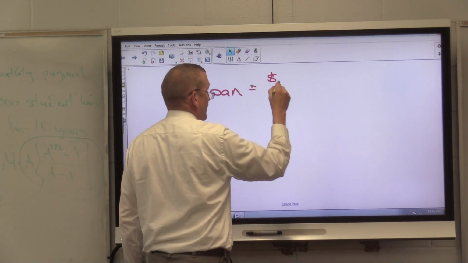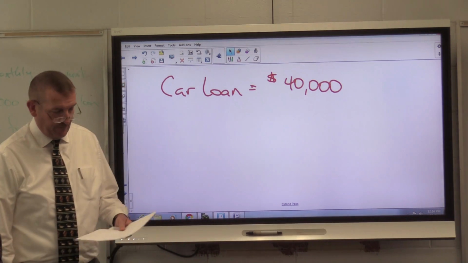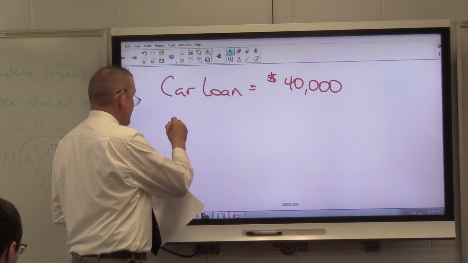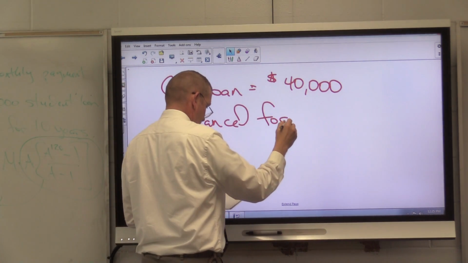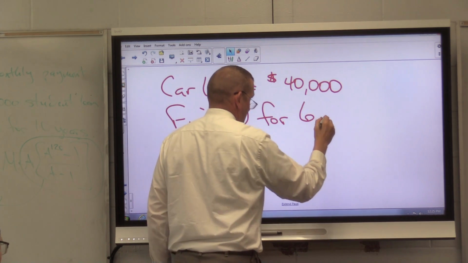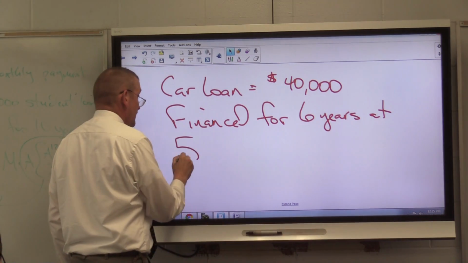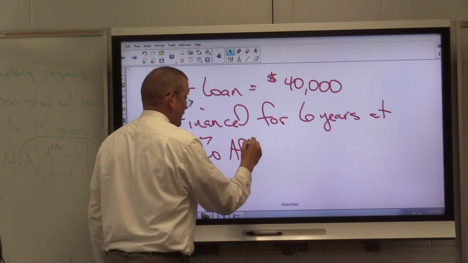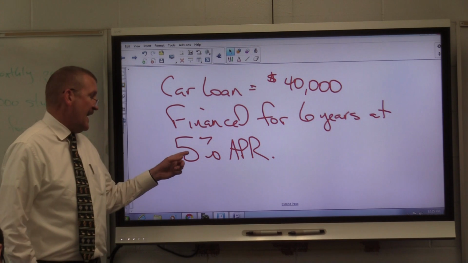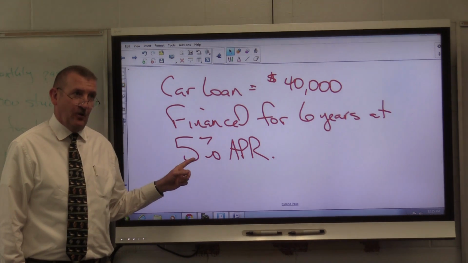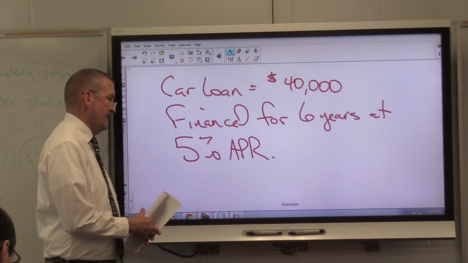Loan, we're gonna go $40,000. Okay, nice brand new car, $40,000, financed for 6 years at 5% APR. Okay? Now I did 5% because we already got that stored in our calculator. So I'm going to use the same value.